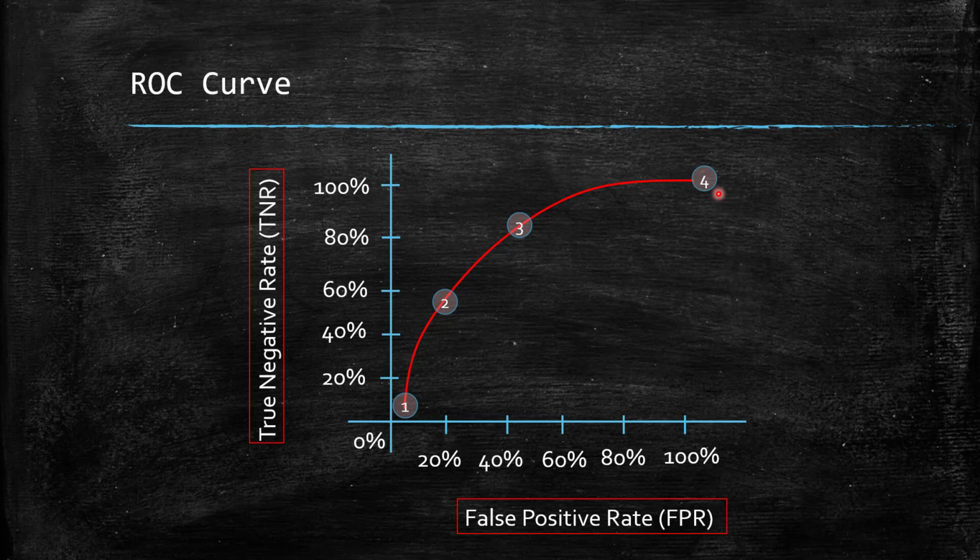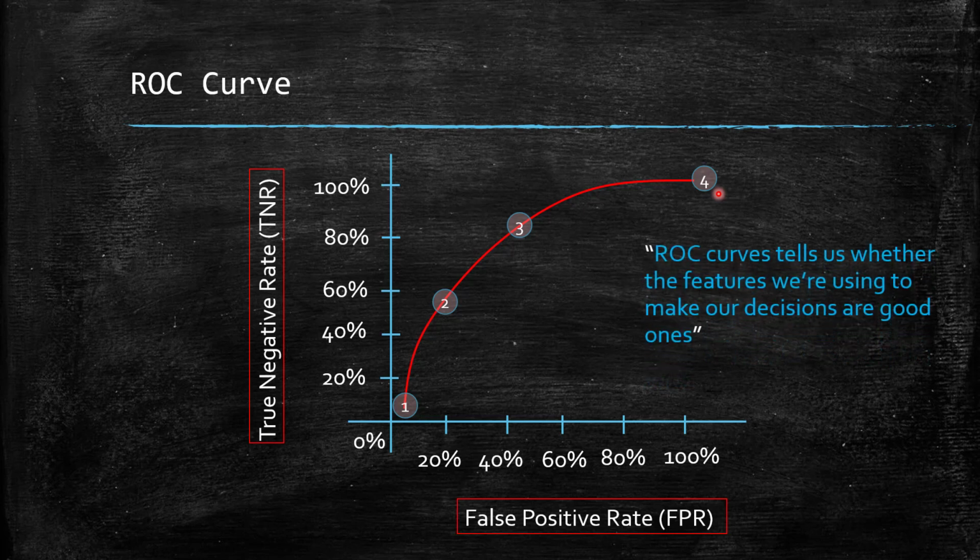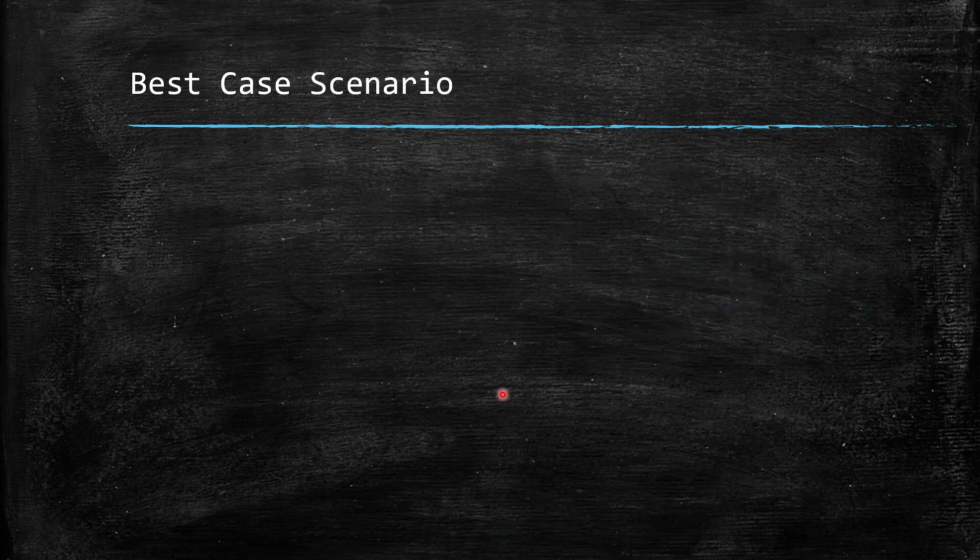It will be clearer when we talk about the worst case and good case scenarios. The ROC curve tells us whether the features we are using to make our decisions are good ones or not. That is the intuition behind this ROC curve. Now let's talk about the best case and worst case scenarios of the ROC curve.